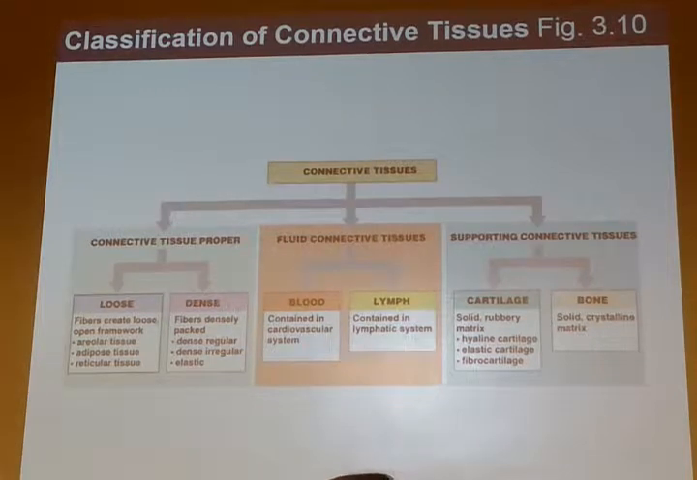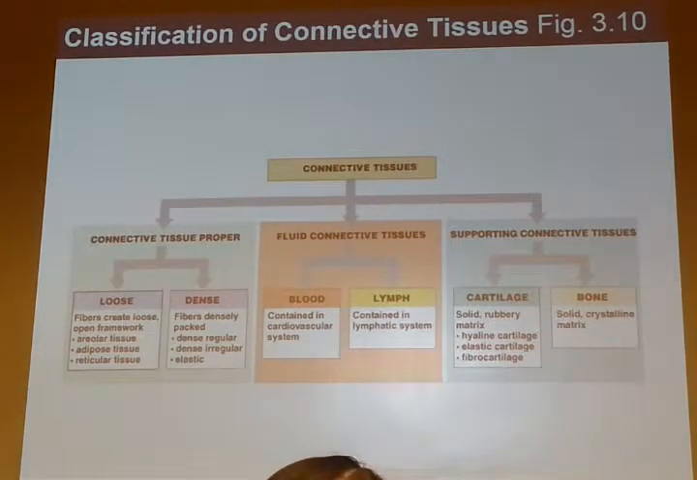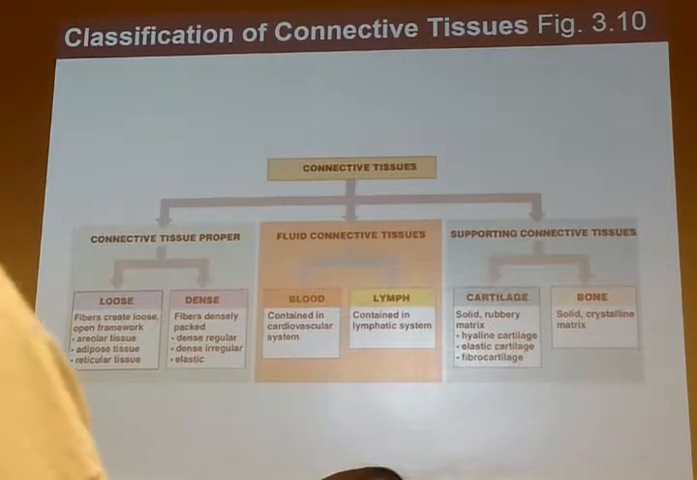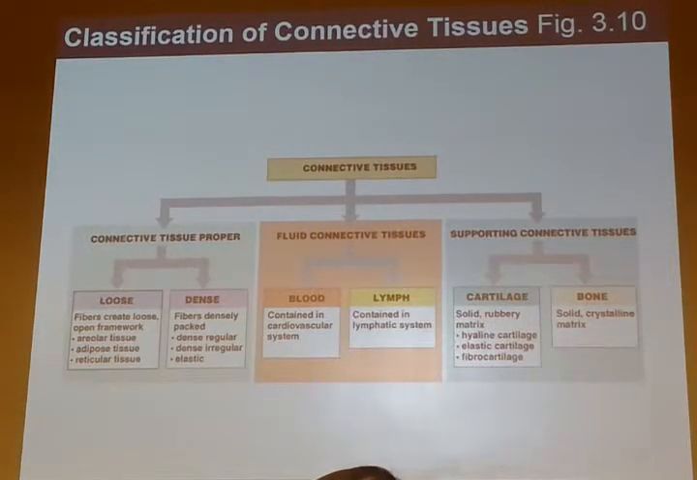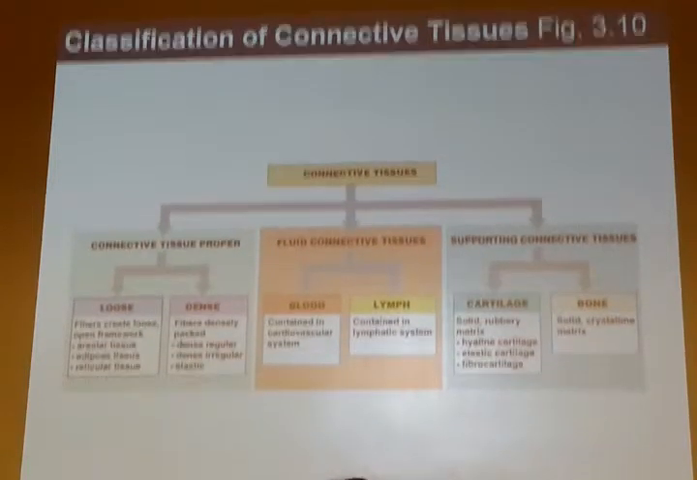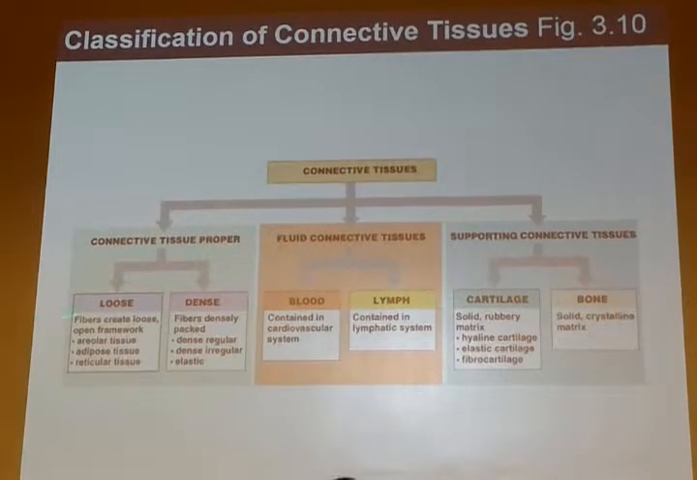So for loose connective tissue, you have this areolar tissue, which may have macrophages in it, mast cells in it, might have some adipose cells, it has a lot of blood vessels, it has collagen and elastic fibers. It's designed for stretch, but it's not elastic enough to be considered an elastic connective tissue. This has some elasticity.